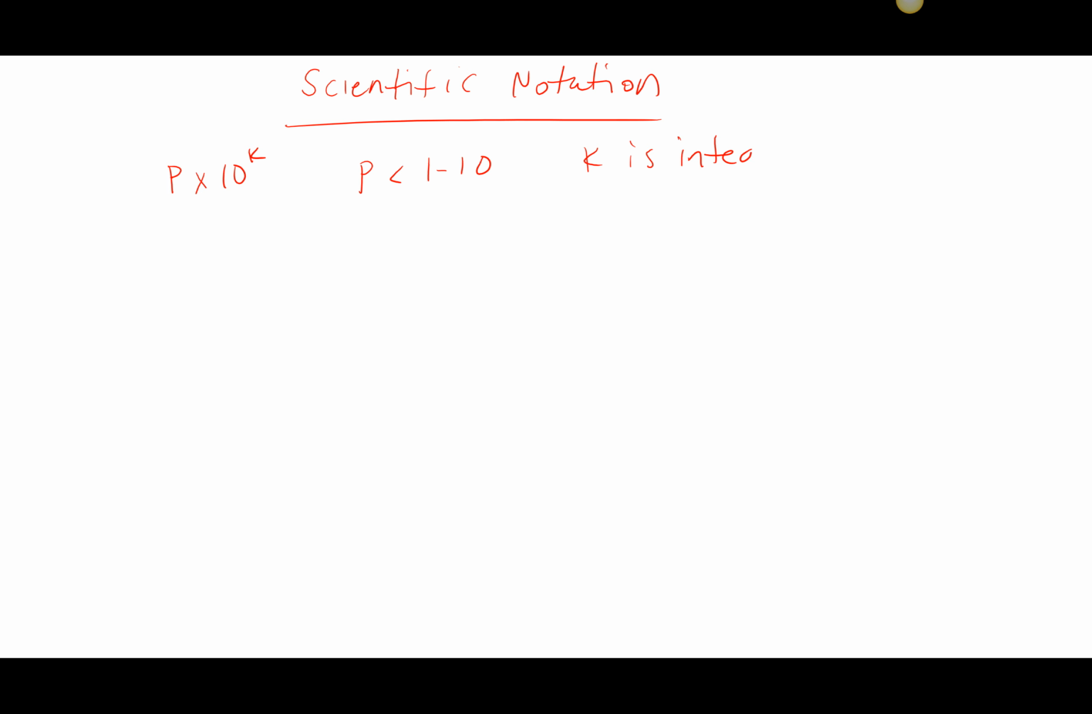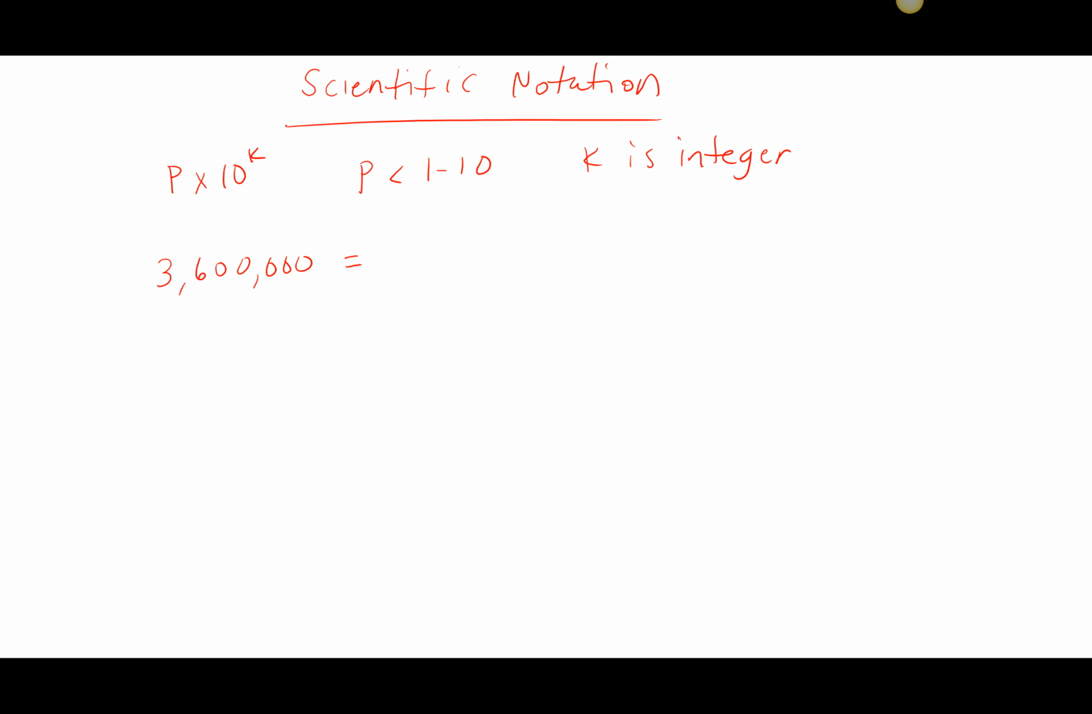All right. So the last thing we're going to talk about is scientific notation. A number is expressed in scientific notation when it is in the form of p times 10 to the k, where p is a number from 1 up to 10, okay? And k is an integer. And I'll make sense of this in a second. So if you had this number, 3,600,000, how do we write that in scientific notation?